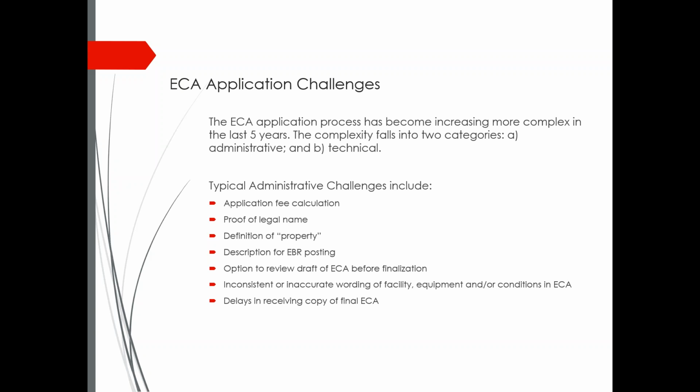The definition of property, the description on EBR, have to make sure it's correct. Usually they give a draft ECA before they issue the final one to the consultants and the client, so you can check if there are any errors in it, but they are not obligated to give you a draft ECA. So sometimes the ECAs just go into the client's mail or consultant's mail, and there was no draft review that we could look at. So if there's any errors in it, we can't really fix it without an amendment. So that's the disadvantage, that's a challenge.